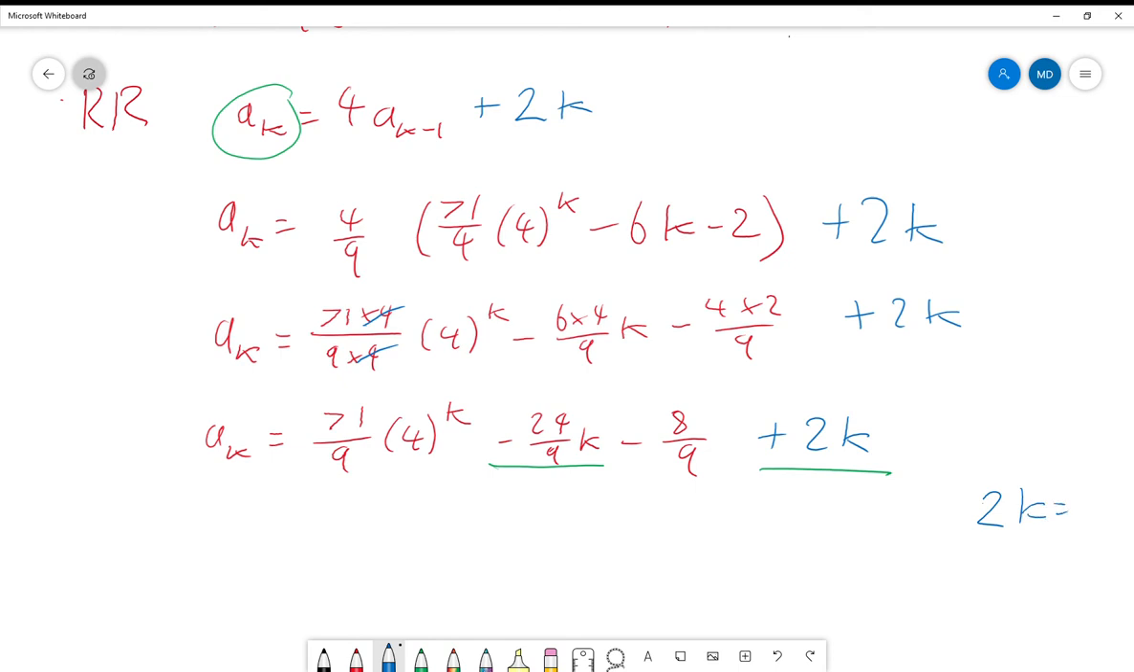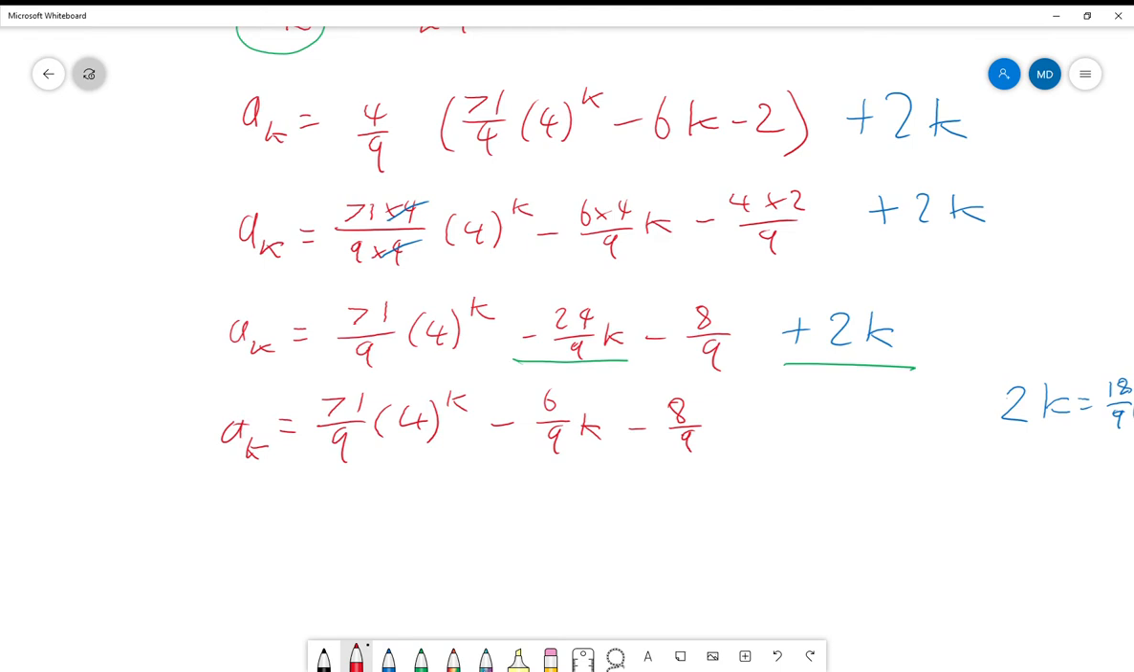2k is equal to, let's get a common denominator, 18 over 9 k. And so when we combine those two terms, we're going to get A_k is equal to 71 over 9, lots of 4 to the k, minus, negative 24 over 9 plus 18 over 9 is negative 6 over 9, k, minus 8 over 9. And now we want to factor out that ninth. It's a ninth in every term. We get A_k is equal to 1/9 of 71 multiplied by 4 to the k minus 6k minus 8, as required.